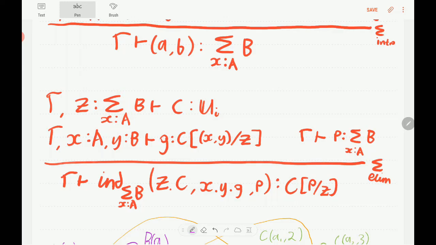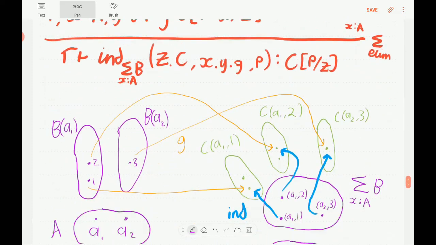But I'll be a bit more clear about what this notation actually means, and then I'll show you a picture, and hopefully it'll become clear. So the first thing we're saying is that we're imagining that we have a type family on our sigma type. Okay, so we've formed our sigma type, and then we have a variable of that sigma type, and that's entailing that we have a type C. So this is the way we can imagine it. I'll show you a picture.